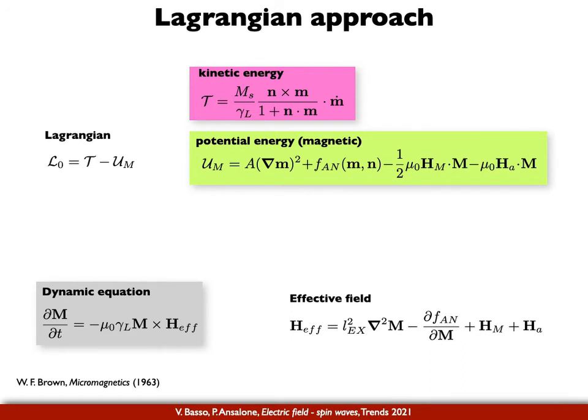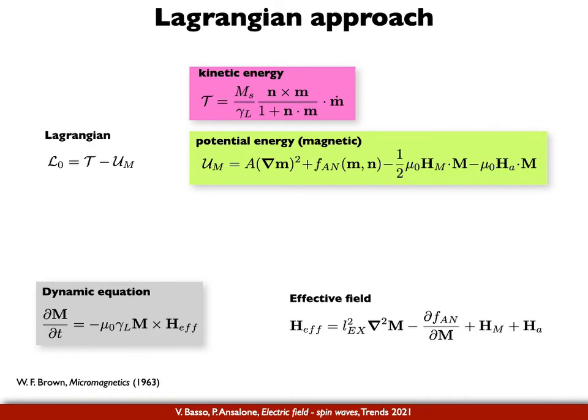To try to derive the result also for classical waves, we have used a Lagrangian approach of micromagnetics. The Lagrangian approach was derived by Brown himself. So the point is the following. If we take a Lagrangian for the fields, as for a classical particle, we have the difference between the kinetic energy term and the potential energy term.